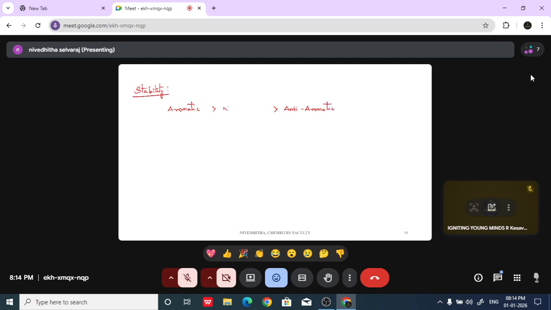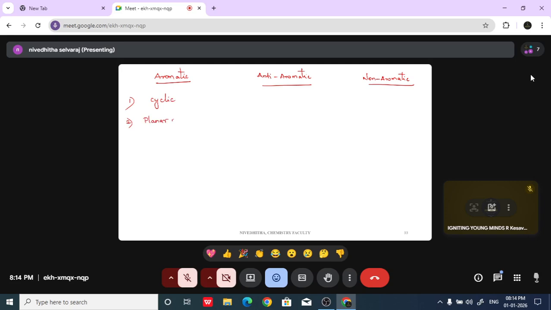If it is non-aromatic, it is not as stable as aromatic, but it is not as unstable as anti-aromatic. Okay. Fine. So I'll give you the conditions. For an aromatic compound, the first condition is the compound has to be cyclic. The second condition is the compound has to be a planar molecule.